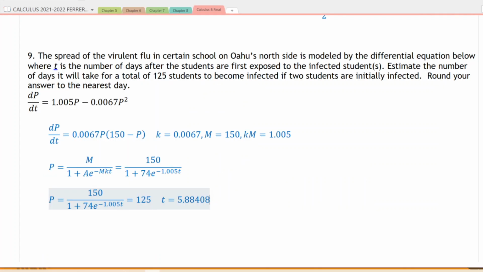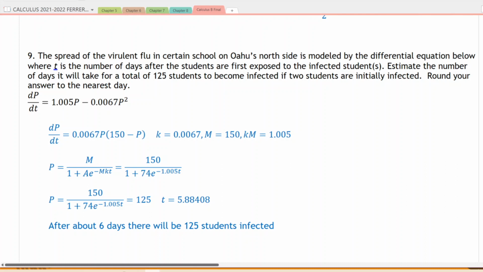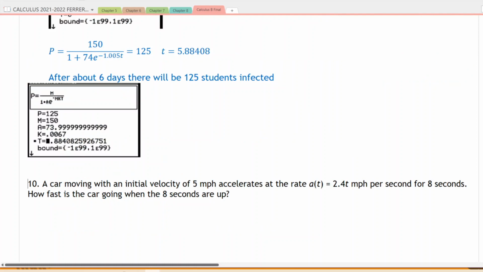And lastly, it says to round the answer to the nearest day. So after 6 days, there will be 125 students infected. That is a very virulent flu. Let's move on to number 10 here.